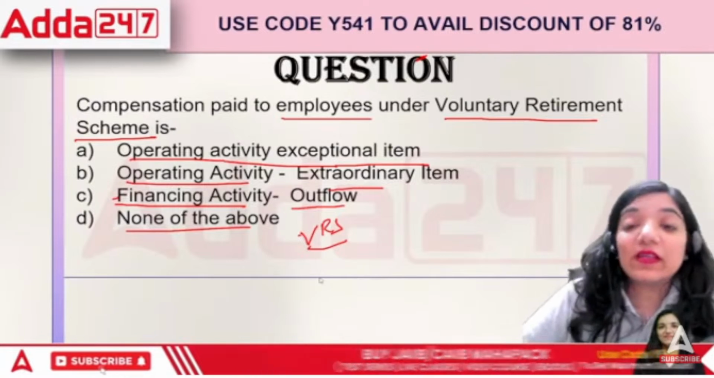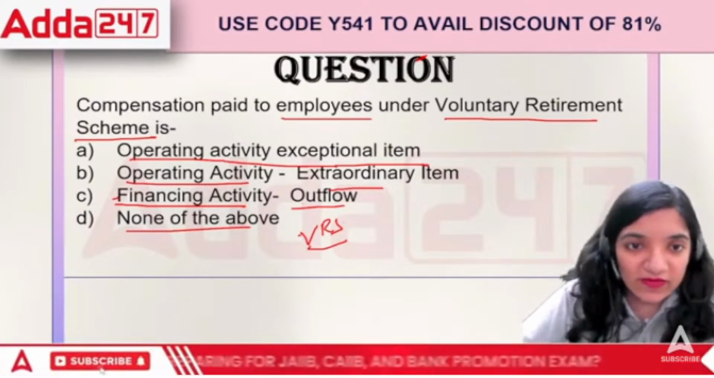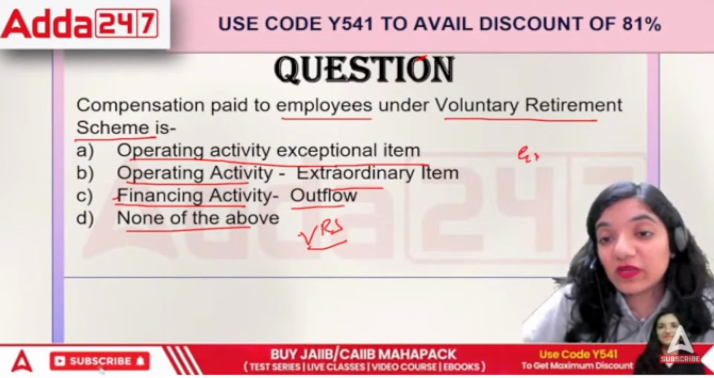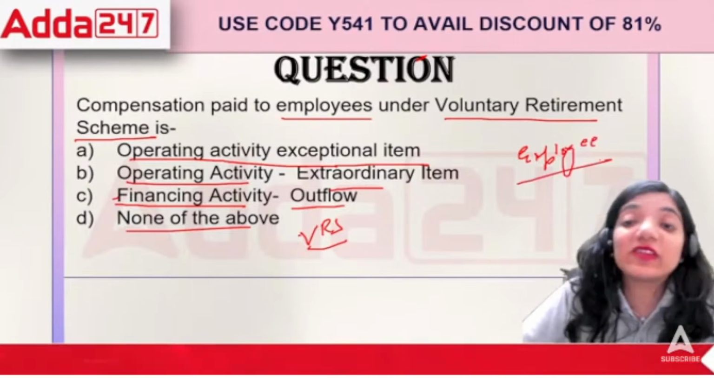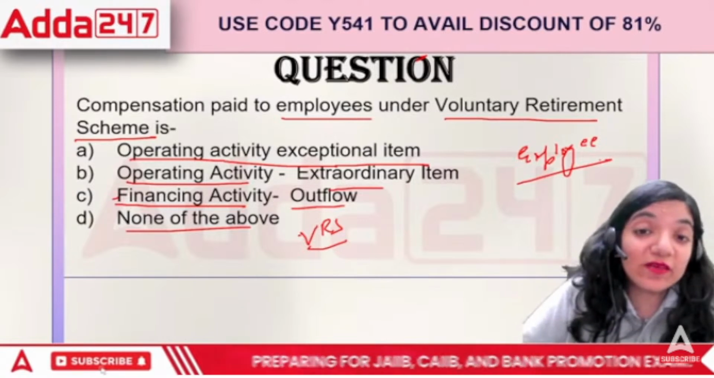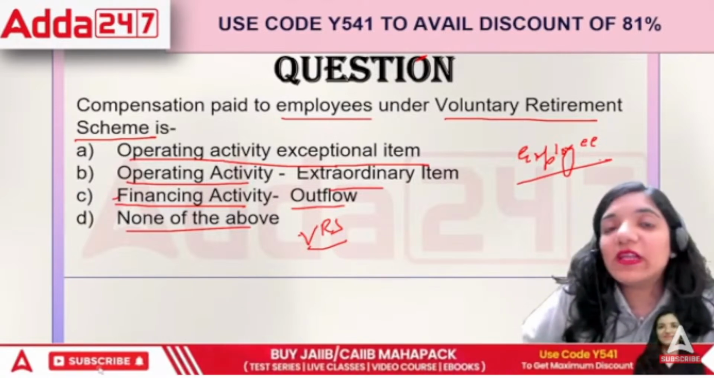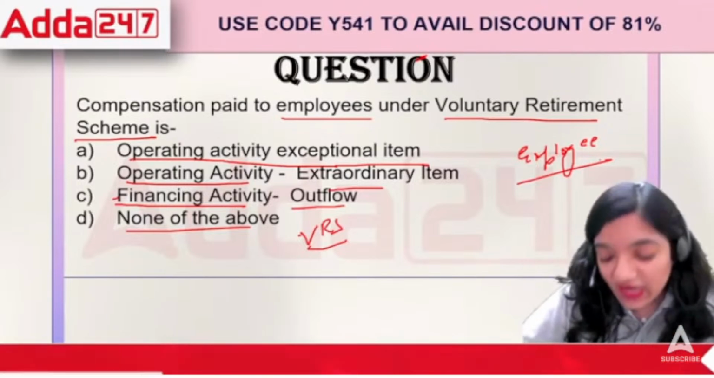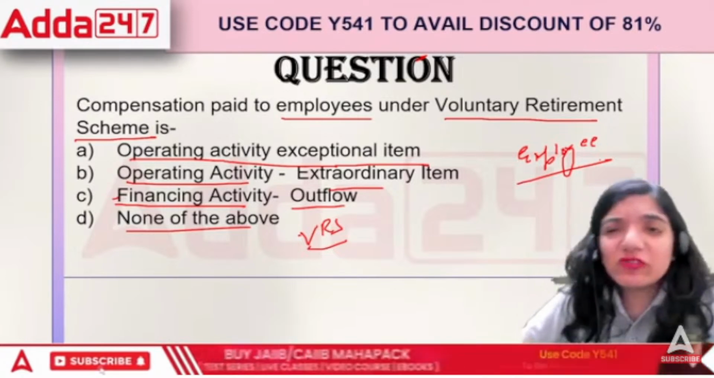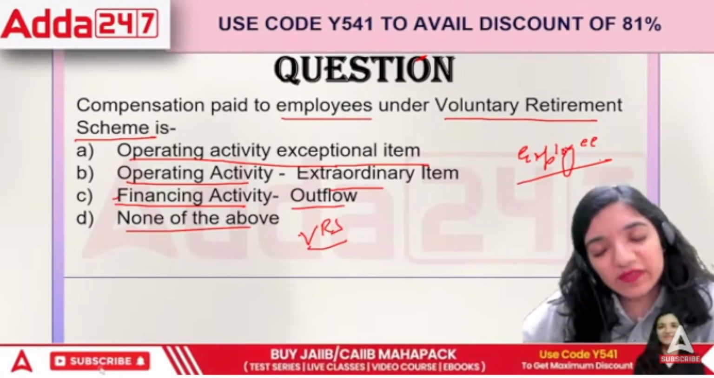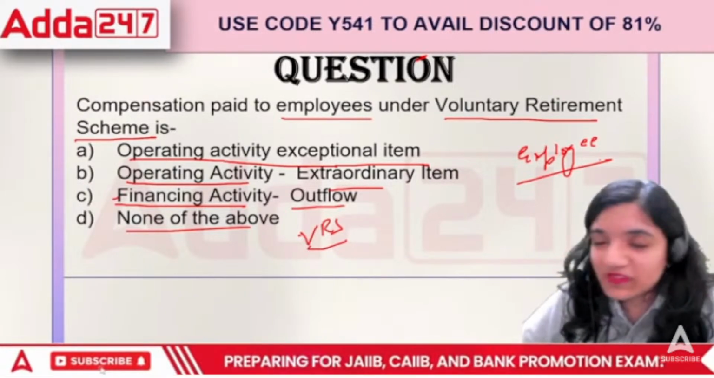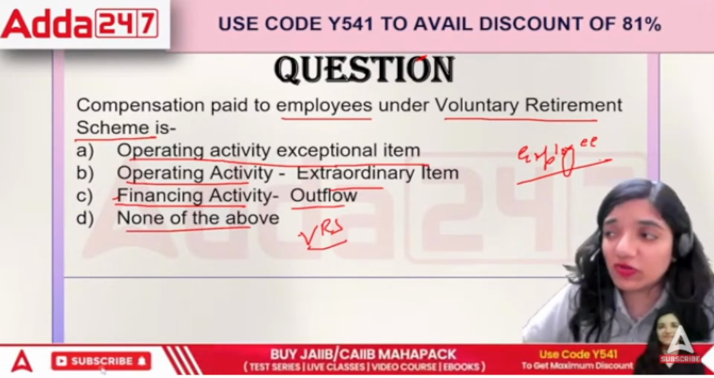Normally, it is an operating activity. Why? Because the people are working with us, so there is an employee working with us and that employee is being paid a specific amount. So first of all, it's an operating activity. But is it an exceptional item or an extraordinary item? See, people don't leave the organization early every single day. It is something less common. People normally reach their particular age, above 60, and only then leave the organization. Otherwise, they stay with the organization.